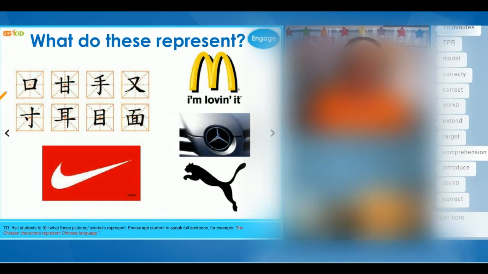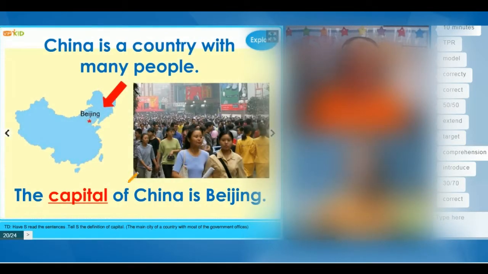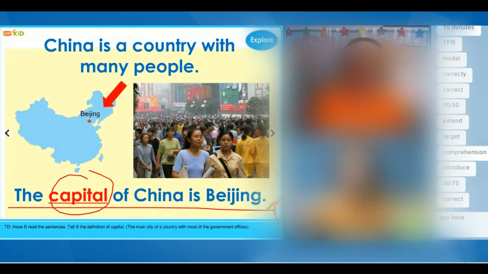Good. This is the country of China. Yes. And the capital of China. Capital. Capital. Good. Read this, please. The capital of China is Beijing.